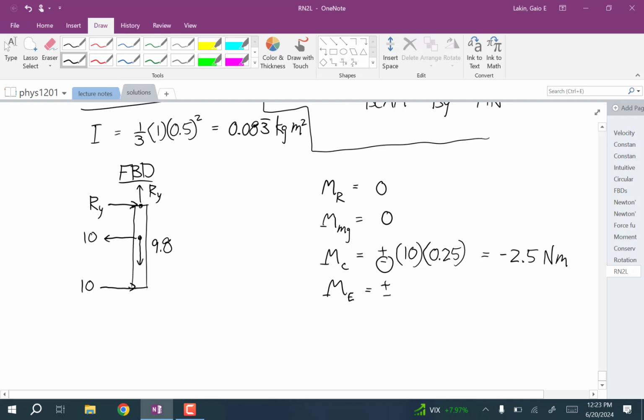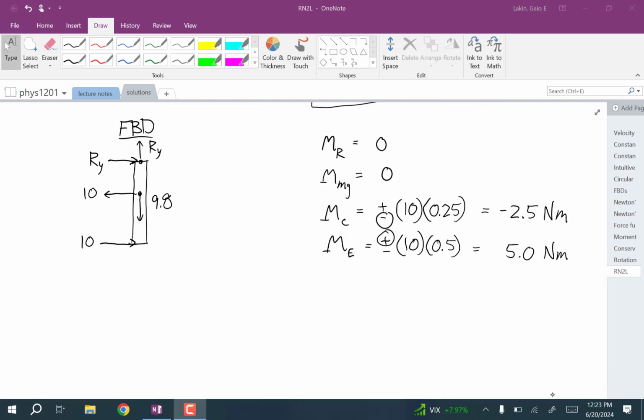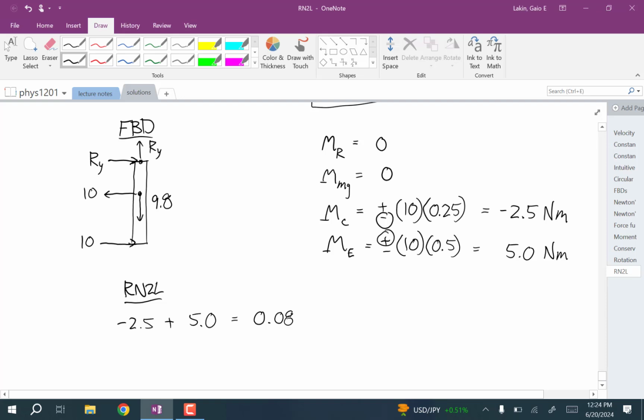Okay, but plus or minus 10. This one, the distance from that perpendicular force to the pin is the full 0.5. That's going to make it rotate counterclockwise. So this is positive 5.0. Now I'll put this into the moment equation, the rotational Newton's second law. And it says negative 2.5 plus 5.0 is equal to 0.083 repeating times alpha.